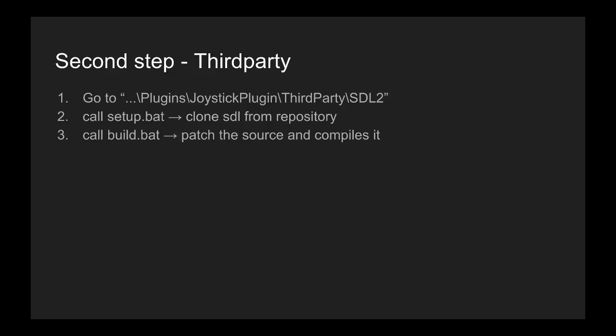In the directory for third-party sources and SDL2, call the setup batch file to clone the SDL sources via the Mercurial client. If you have done that, call the build batch file. This compiles the library and DLLs for the plugin. And at last, it copies the resulting DLLs and libraries to the correct places.